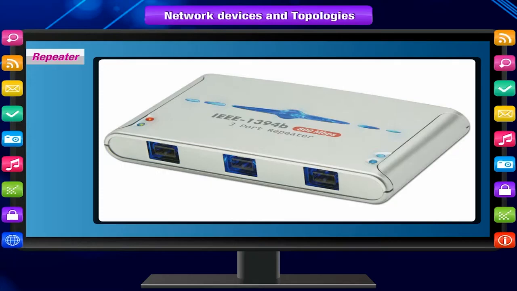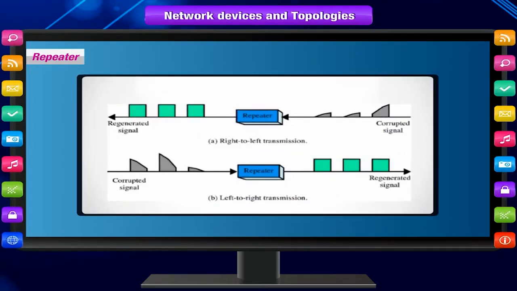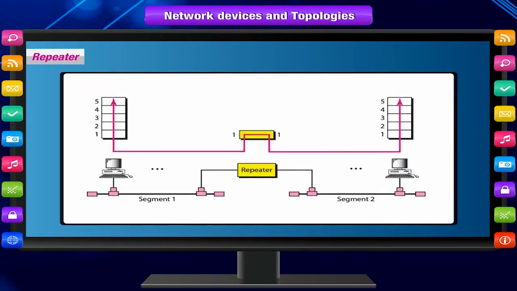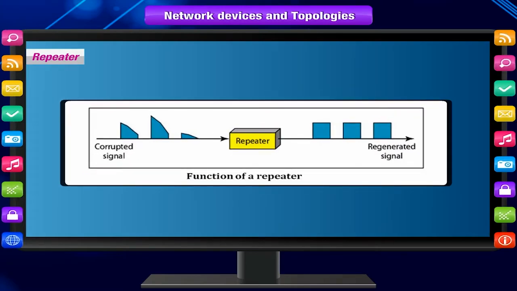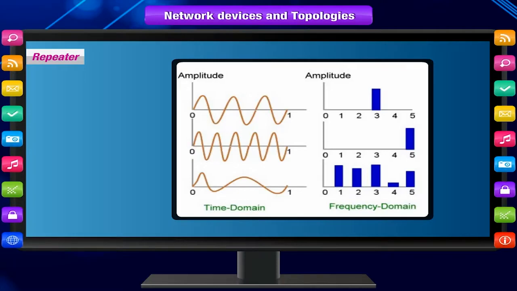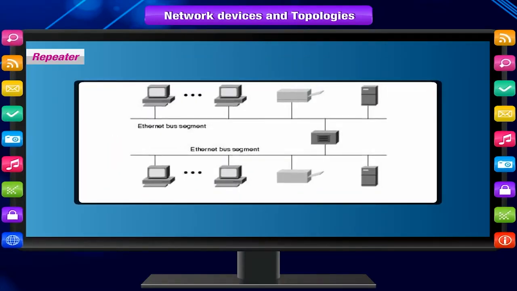Repeater. A repeater is an electronic device that receives a signal and retransmits it at a higher level or higher power so that the signal can cover longer distances. It connects two segments of your network cable. A repeater retimes and regenerates the signals to proper amplitudes and sends them to the other segments. Ethernet topology uses a hub as a repeater.